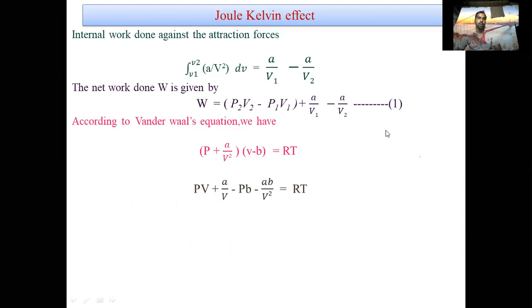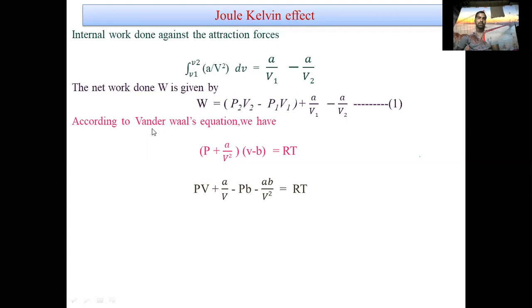And according to the van der Waals equation, we have to calculate the A by V1 value and P1 V1 and P2 V2. All these values are obtained using the van der Waals and perfect gas equations. Calculate these values and substitute in equation 1. We will get the final work value.